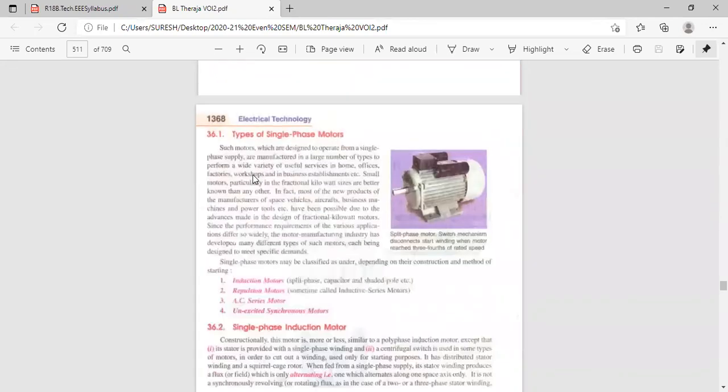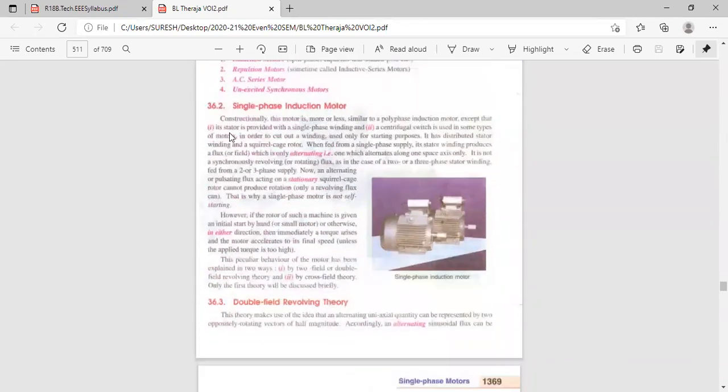Now see here. Stator is provided with single phase winding. Centrifugal switch is used in some types of motors in order to cut out the winding used only for starting purpose. Only during starting we need the starting winding. Then the centrifugal switch is opened. Once the rotor comes to running condition, 70% of rated speed, there is no necessity of the starting winding. So to cut out this winding, a centrifugal switch is used.